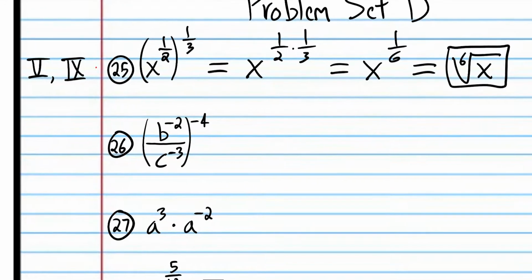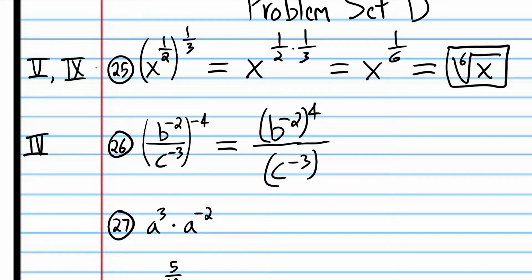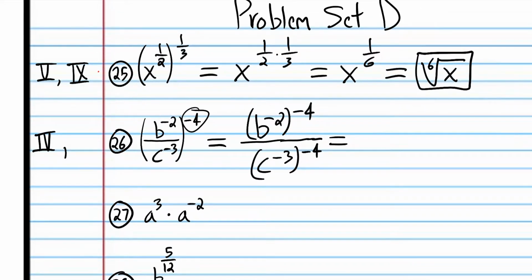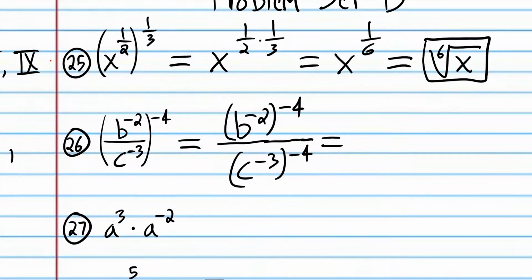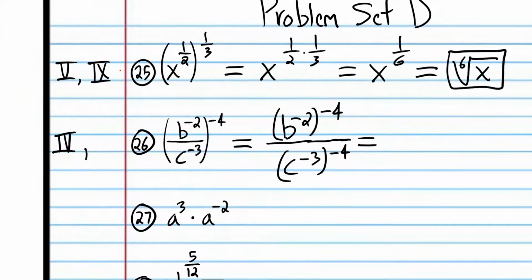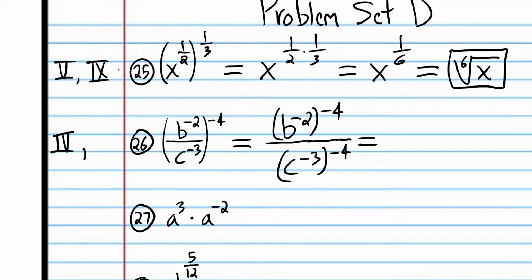Okay, on to number 26. We have a fraction raised to a power, so we're going to use rule number 4, which tells us that you take the numerator and raise it to that power, and you divide that by the denominator raised to that same power. Oh, whoops, I'm sorry, that should be a -4. Now keep in mind, you can actually get rid of this negative first, but that would complicate the problem significantly. So we're just going to use rule number 4 first instead of using rule number 8.